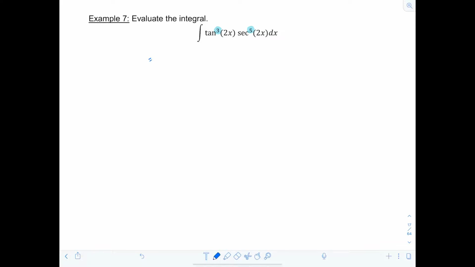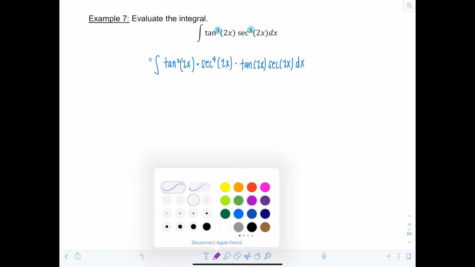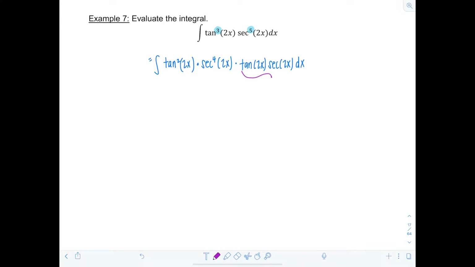Okay, so let's see here. I'm going to be left with, if I take away one of those factors of tangent, a tangent squared 2x. Then I'm going to have a secant to the fourth 2x. And then remember, I still have a tangent 2x, a secant 2x dx. Okay, so when you pluck off one factor like that from tangent and secant, that's because you want this whole expression here to be absorbed or to be du.